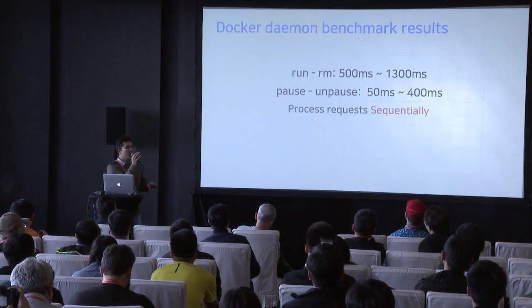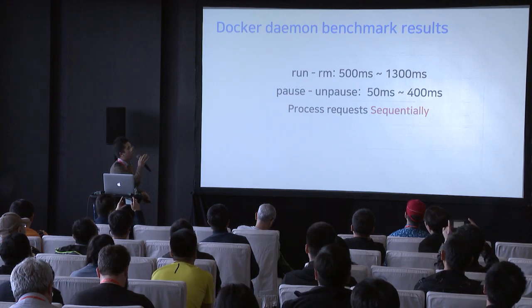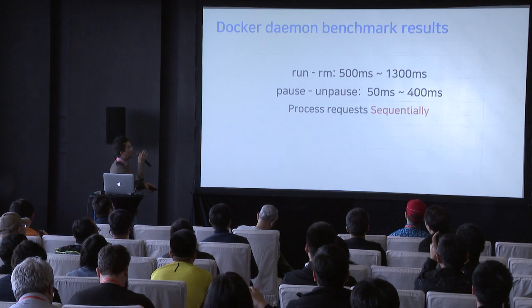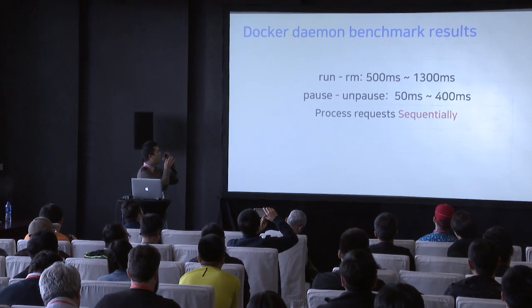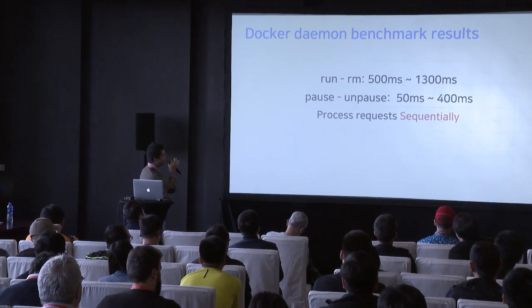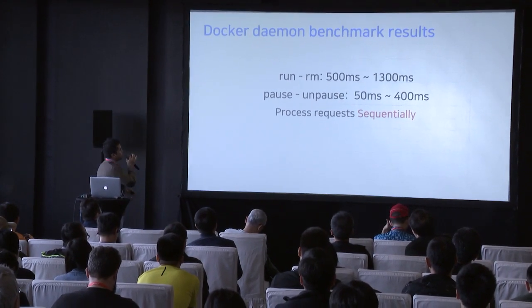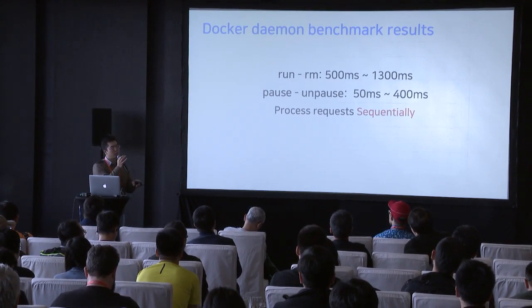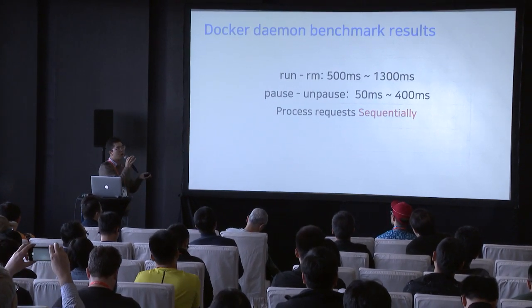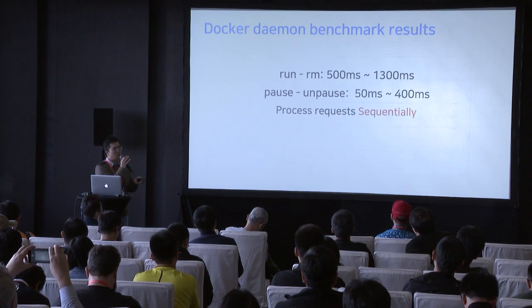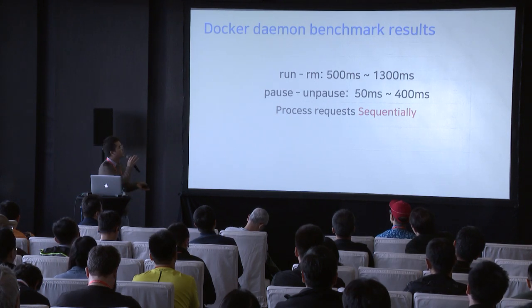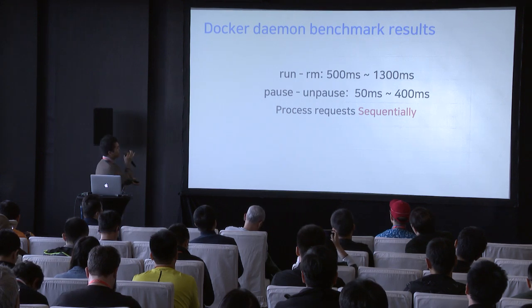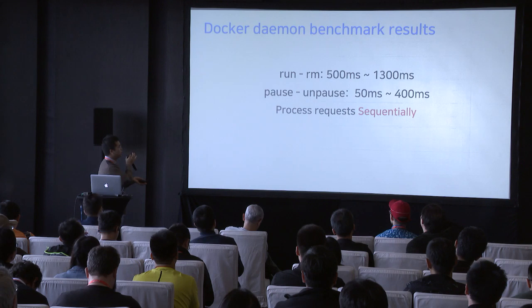From many of our tests, the average time of docker run to docker remove takes about 500 milliseconds to 1300 milliseconds, and pause to unpause takes between 50 milliseconds and 400 milliseconds. Now, some of you may have guessed the reason why the TPS of the 100 actions case is so low: maybe there are many cold starts during the benchmark. Yes, you are correct. There are indeed many cold starts during the benchmark. Next, I will explain the reasons.